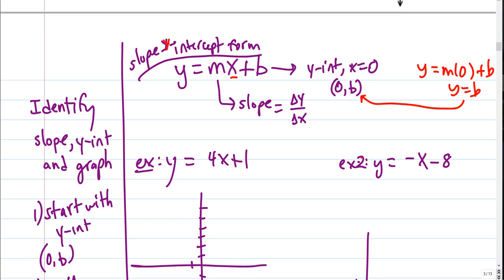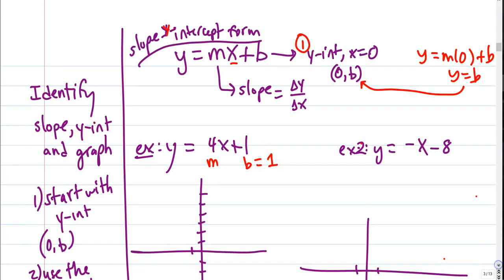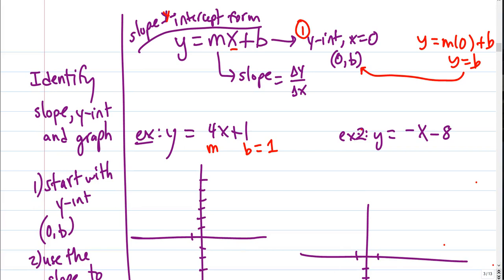I'm going to start with the y-intercept. So on this one, I'm going to start with the y-intercept. We have mx plus b. Well, our b here is a 1. So where will I plot that point? Well, people go, well, at 1. 1 where? 1 on the y or 1 on the x? Well, it's called the y-intercept, or it's the point when x is 0, y is 1. So that would be on the y-axis.